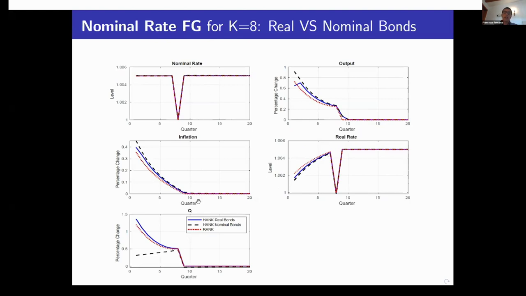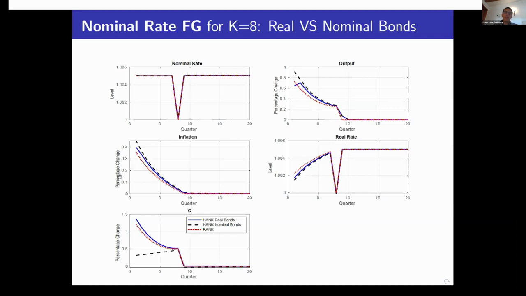So we are comparing the nominal bond, the black dashed line, and the real bond, the blue line. So we see that, again, for the real bond, this lower real rate pushes the price of long-term bonds higher for longer compared to the previous experiment. And that's why on impact, the effect for the real bonds can be smaller than in RANK.